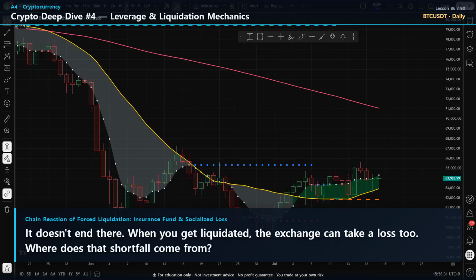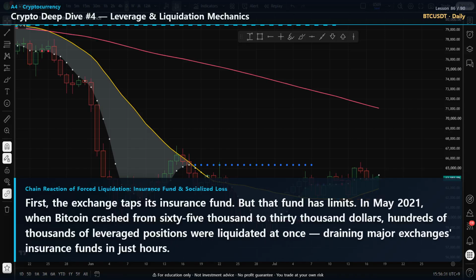It doesn't end there. When you get liquidated, the exchange can take a loss too. Where does that shortfall come from? First, the exchange taps its insurance fund. But that fund has limits. In May 2021, when Bitcoin crashed from $65,000 to $30,000, hundreds of thousands of leveraged positions were liquidated at once, draining major exchanges' insurance funds in just hours.